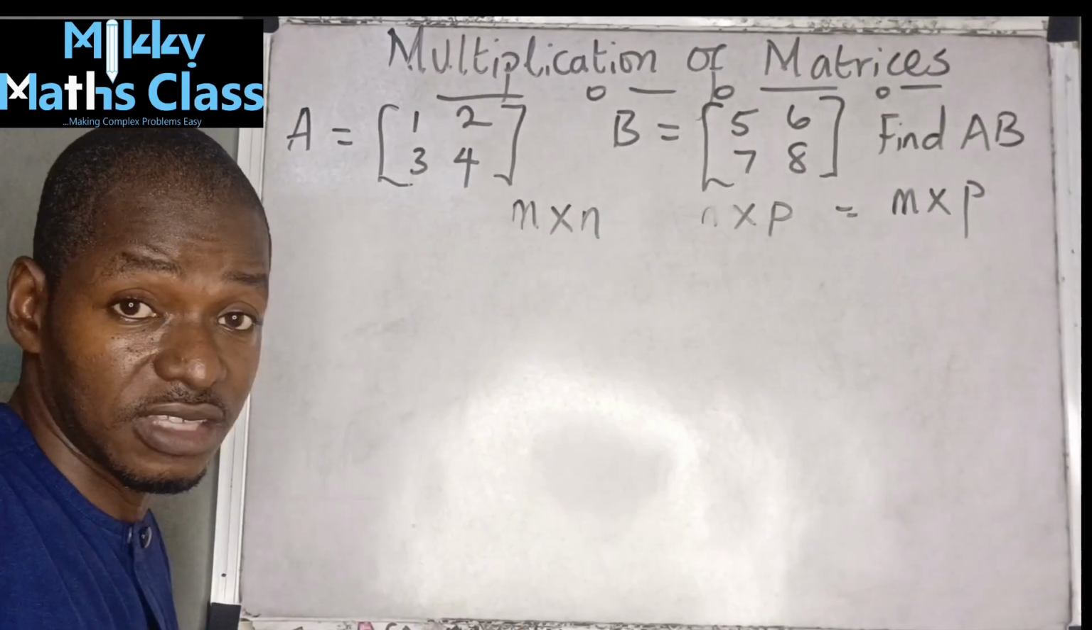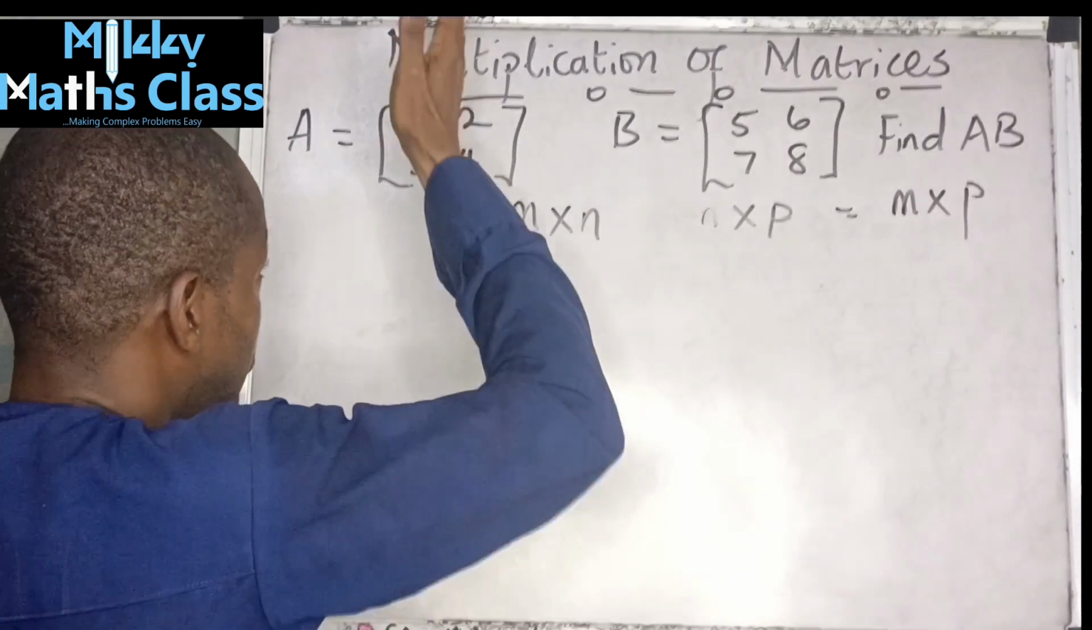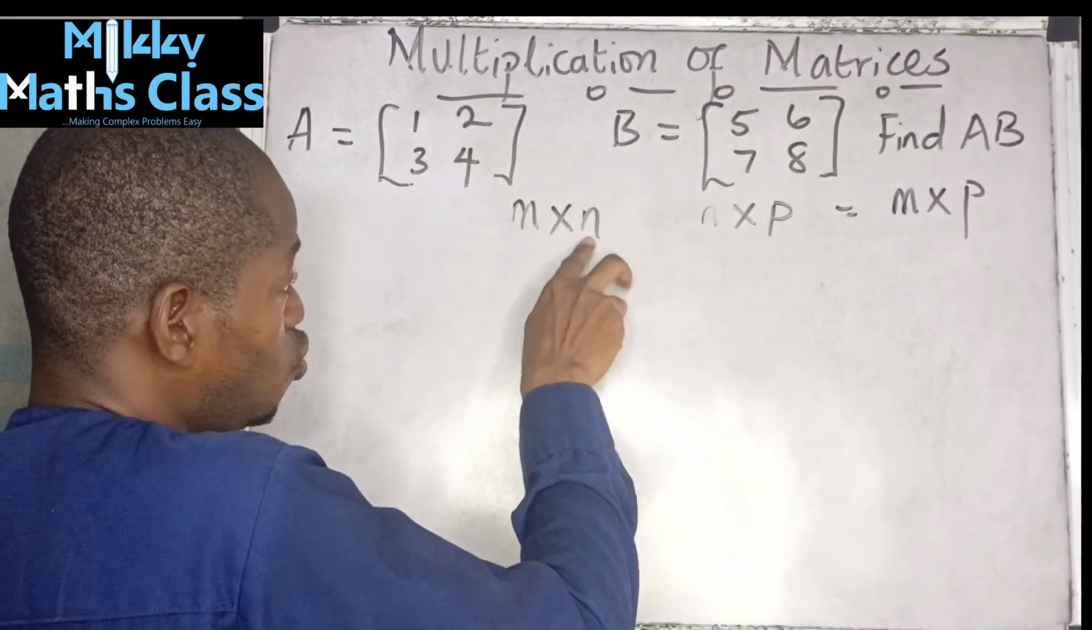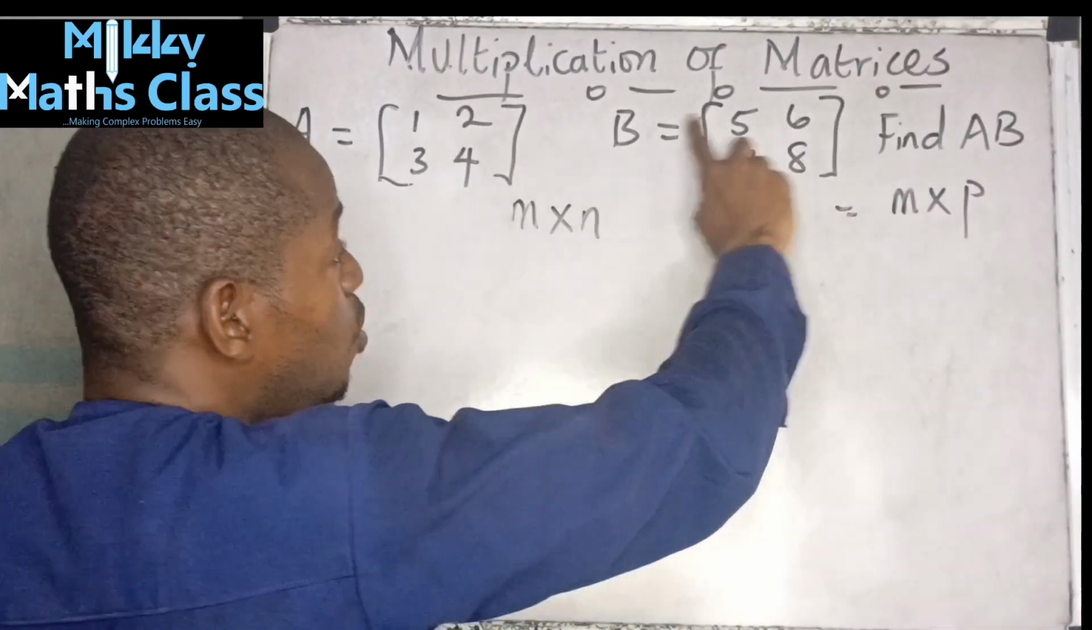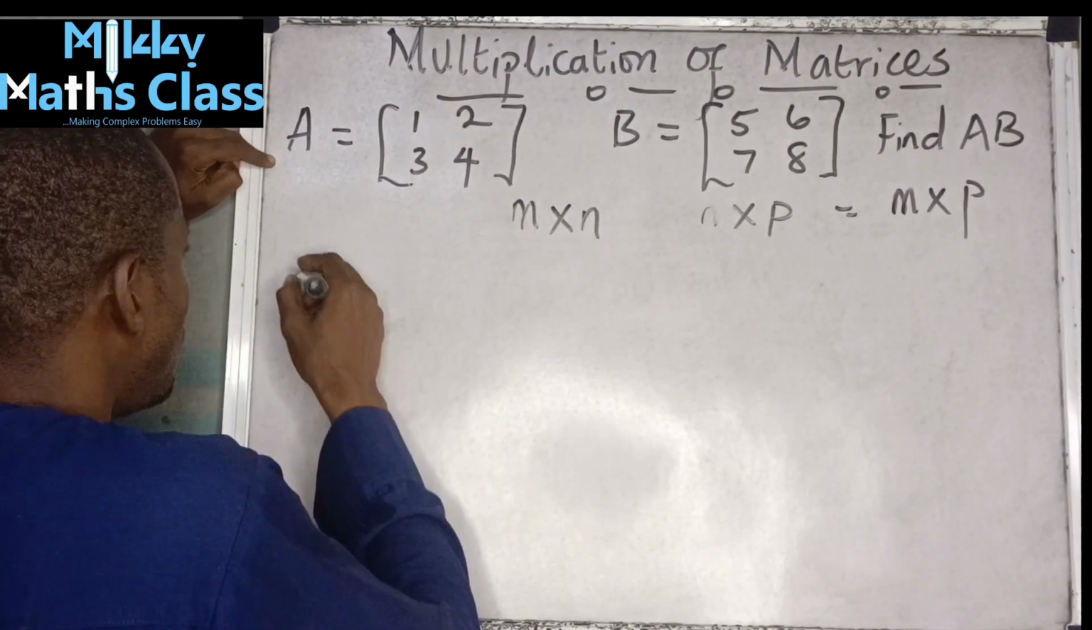Let's see if this satisfies this condition. How many columns do we have here? 1, 2. So 2 columns here. How many rows do we have here? 1, 2. So we can multiply the two matrices. Now, we go row by column.